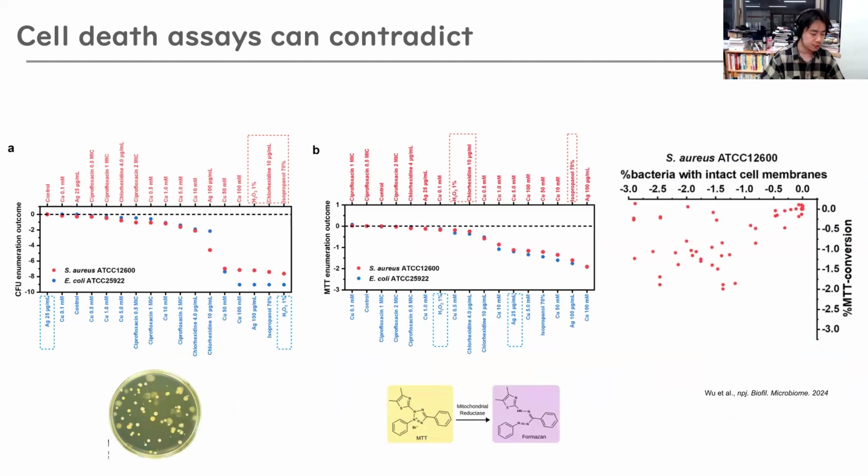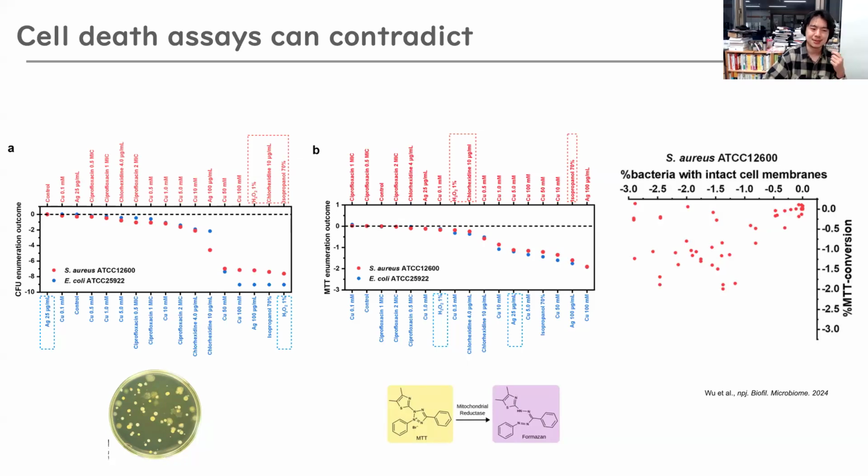So here, in this paper, they tried to kill E. coli cells and Staphylococcus cells using 16 different stressors. Then they quantified the cell viability using the plating assay and the MTT conversion assay.